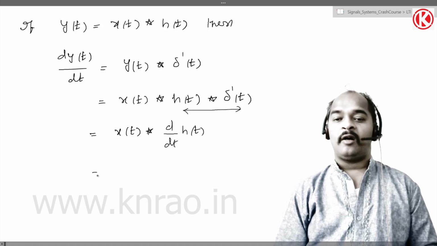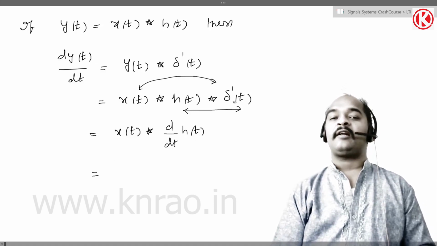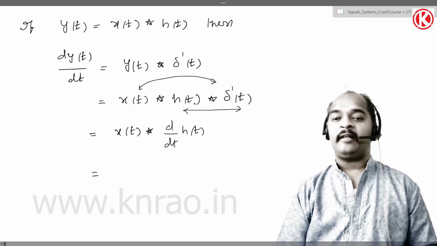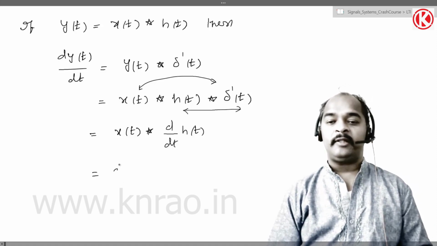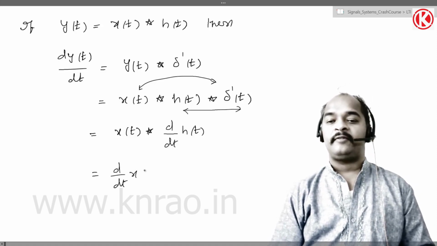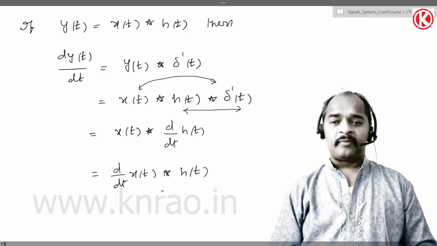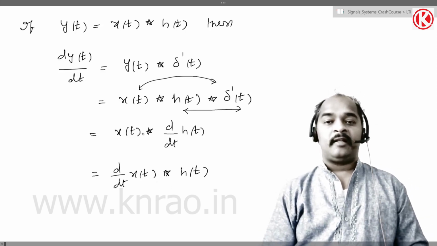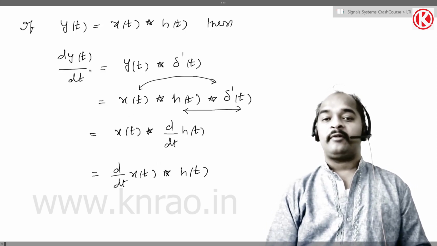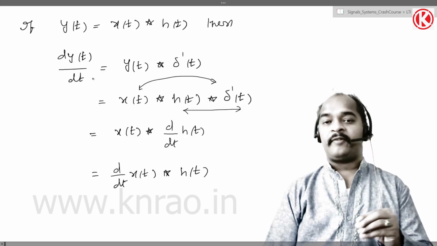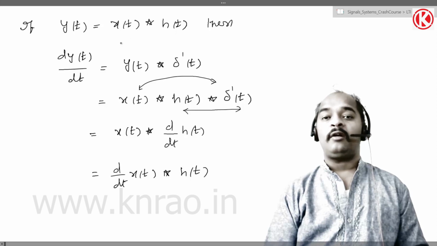This is one case. Or you can convolve these two, x of t convolved with delta dash of t, and then convolve with h of t. So x of t convolved with delta dash of t is d by dt of x of t, and this is convolved with h of t. In that way we can get the differentiation of the output of an LTI system. Note that if you want to differentiate y of t, you have to differentiate any one of the signals, either x of t or h of t, not both.